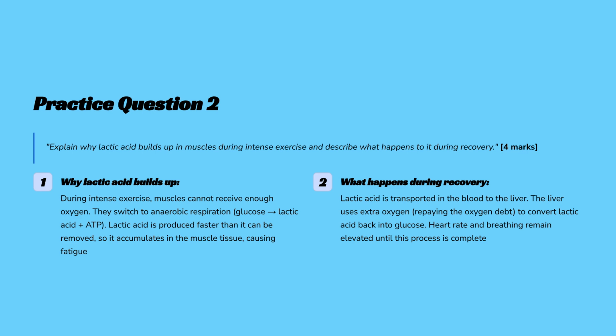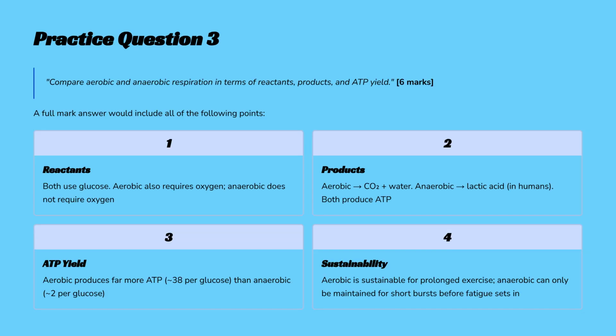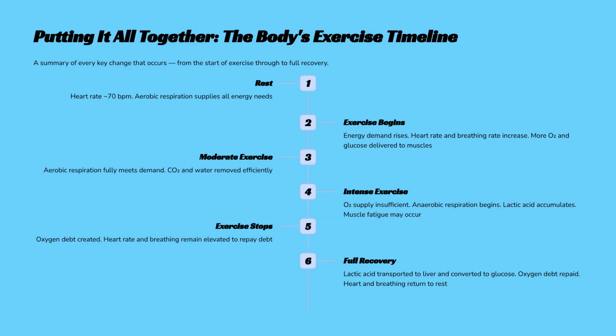For our second practice question, lactic acid builds up during intense exercise because anaerobic respiration is active. During recovery, the liver uses oxygen to convert it back to glucose. When comparing respiration, remember, aerobic uses oxygen for high ATP yield and is sustainable. Anaerobic does not, yields less ATP, and causes rapid fatigue. This timeline illustrates the body's state through every phase, from resting at 70 beats per minute through exercise, and finally back to a fully recovered state.